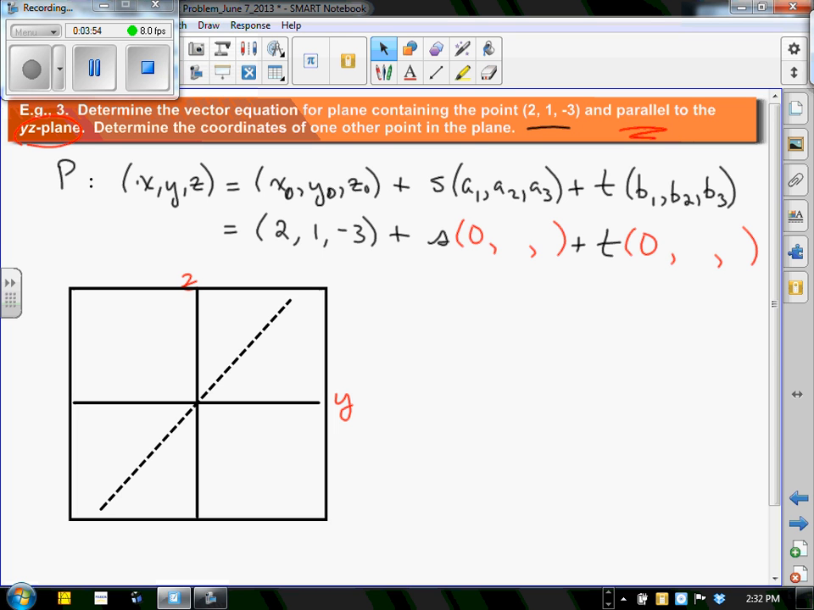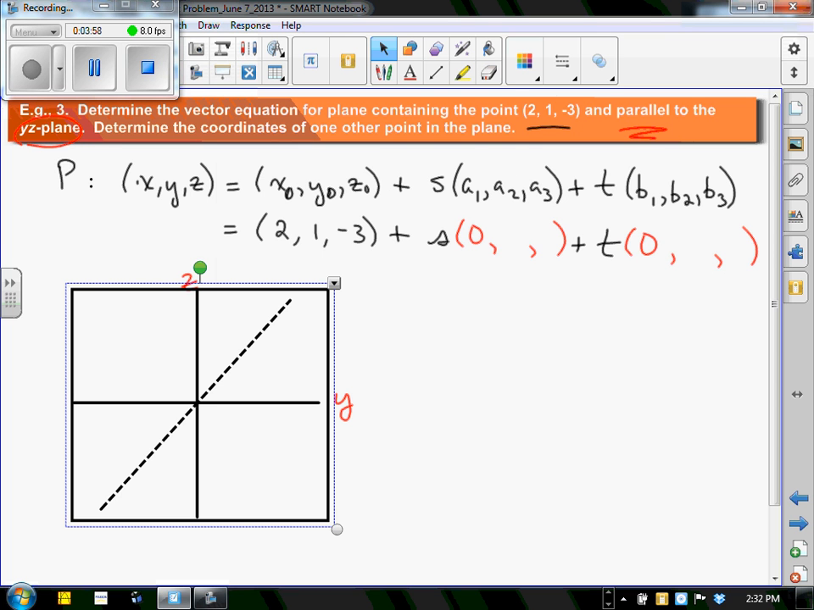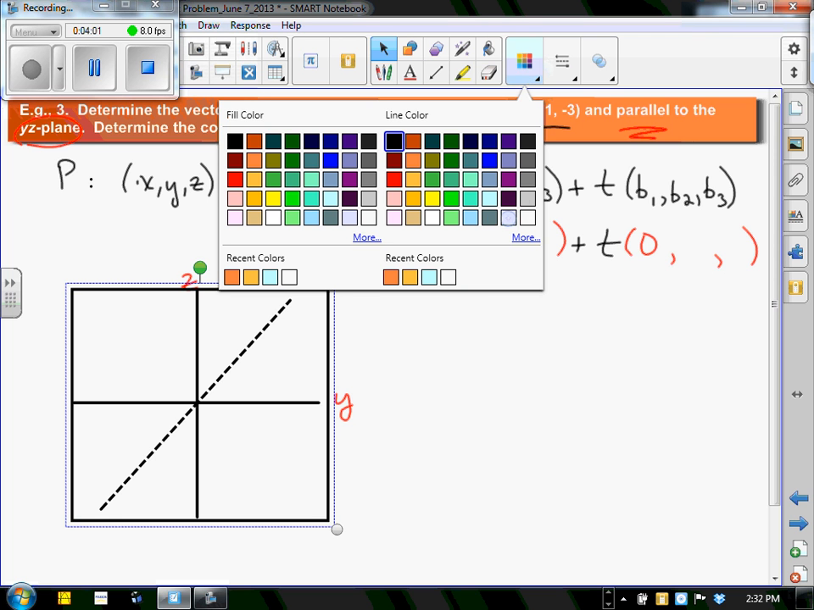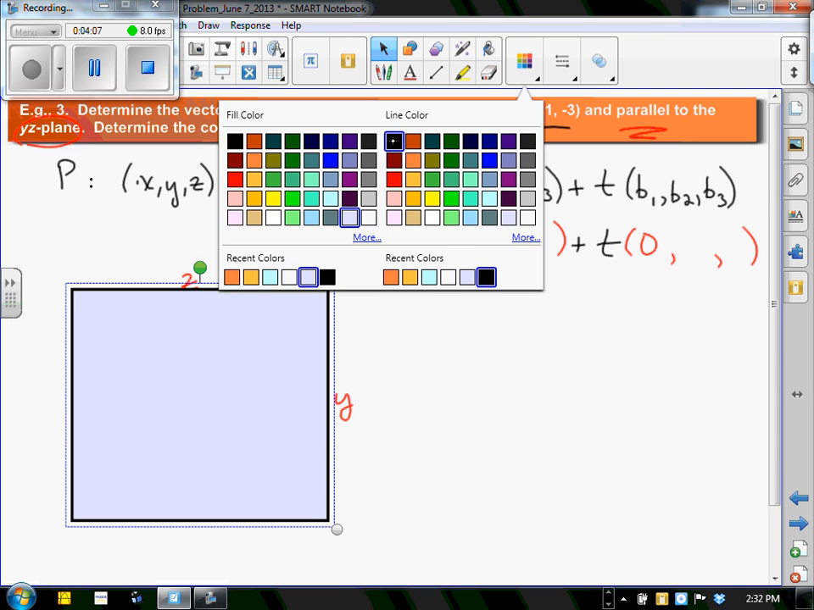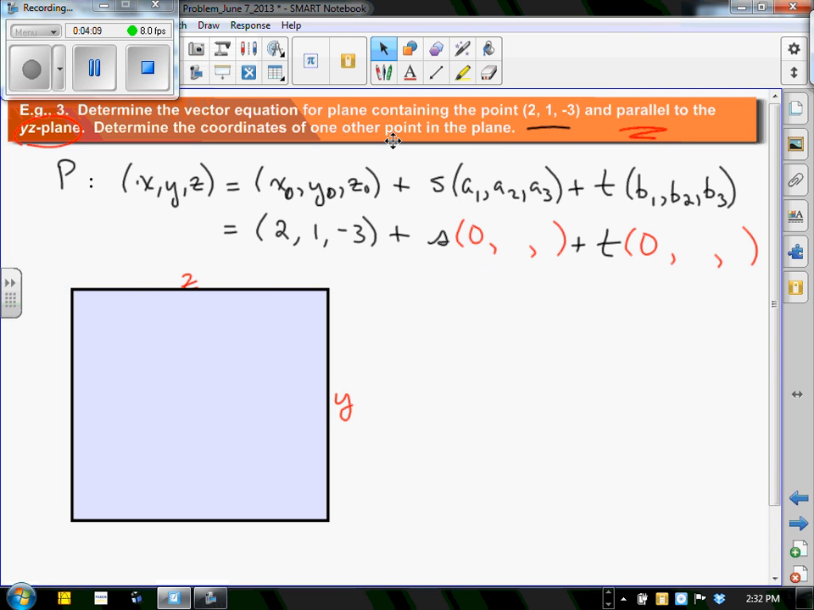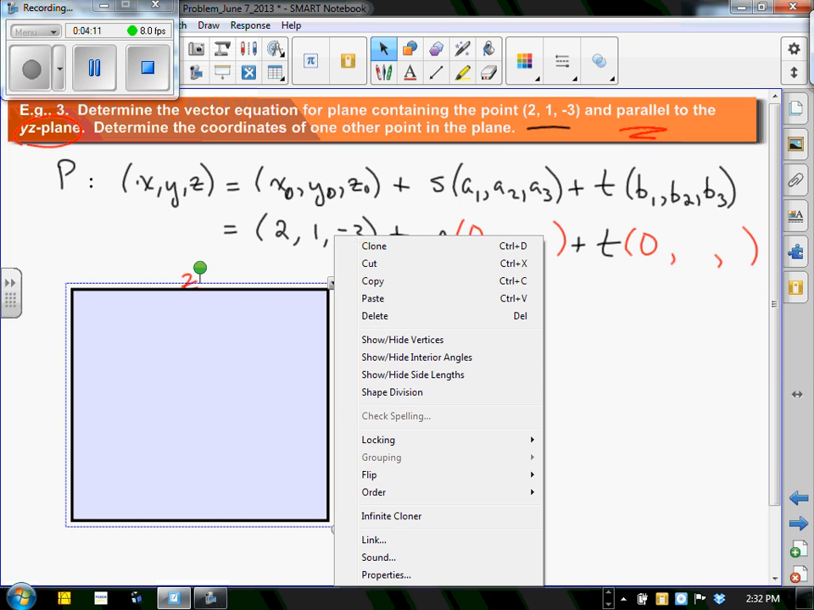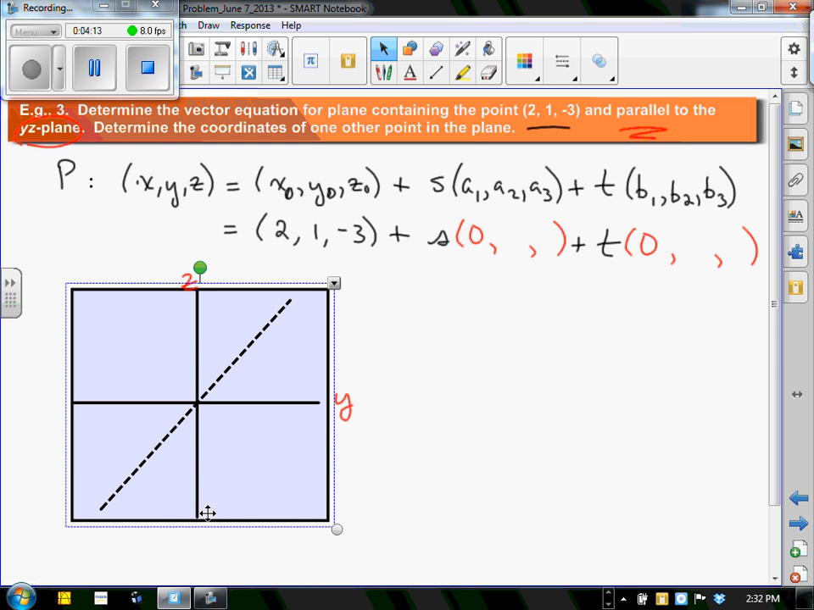This would be our YZ plane. Okay, I'm just going to shade that in as well. Just a little bit of color to it, nothing too dark. And oops, my apologies, it's not what I want to do. There, that's better. Okay, and we're just going to send that to the back so we can see the axes. Okay, so there you have it.